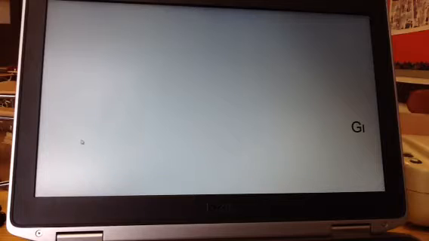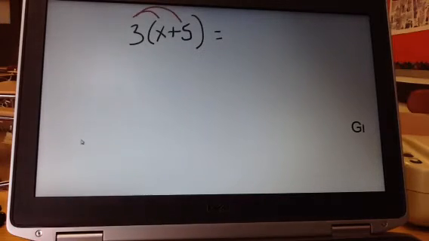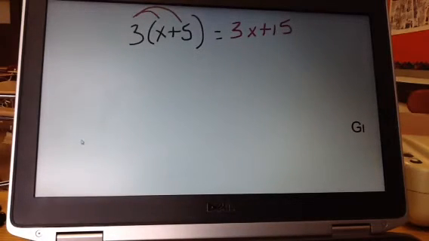We're going to start with the fact that if we had the parentheses in the expression 3 times x plus 5, and if we distributed that 3, we would wind up with 3x plus 15. Factoring is the complete opposite of this, where I'm going to give you the 3x plus 15, and you have to actually tell me what was being multiplied.